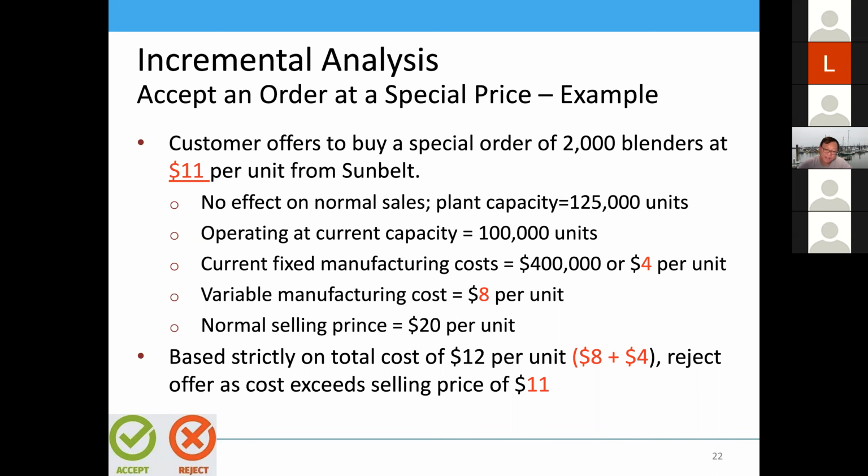But let's stay with this question. I'm not done with this question. And you all missed something really important. So this is an incremental analysis. What costs are relevant?